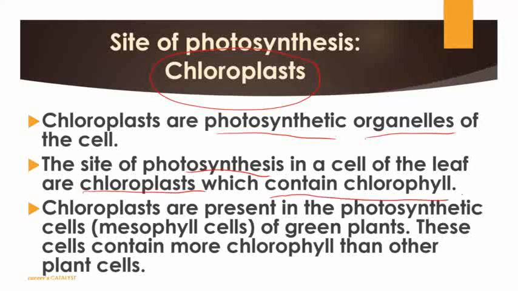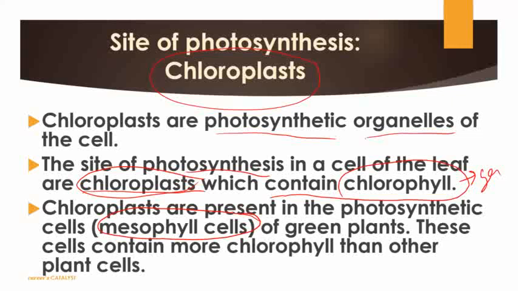Chloroplast, which contains chlorophyll. This chlorophyll is a green pigment contained by this organelle, which is defined as what? Chloroplast. So chloroplast is present in the photosynthetic cell. A photosynthetic cell is a special type of cell which contains the green pigment named chlorophyll. That special type of cell is named the mesophyll cell. We name this the special type of cell where photosynthetic pigment is present. What? That is the mesophyll cell.